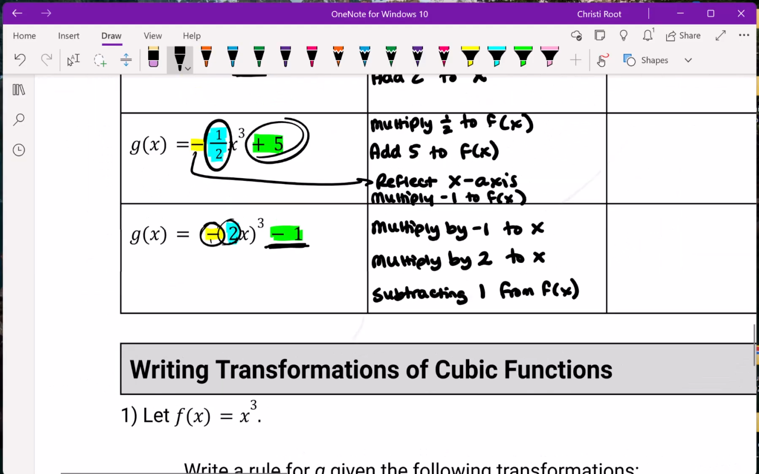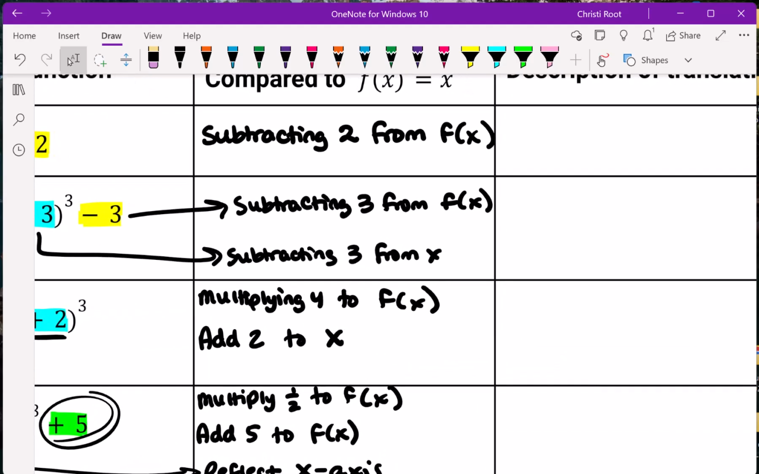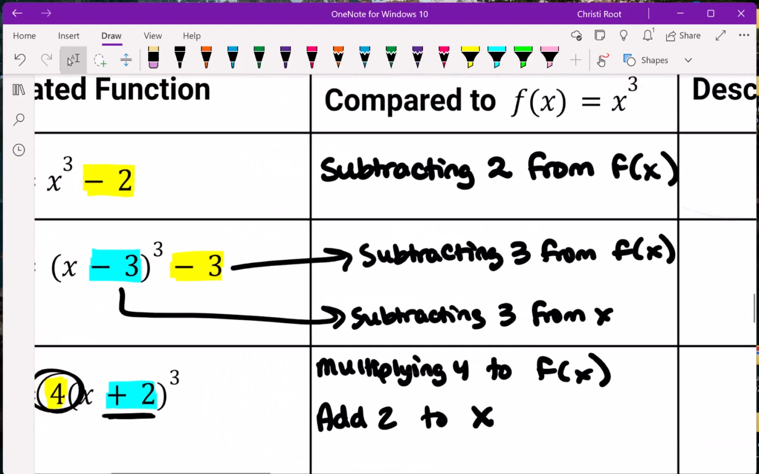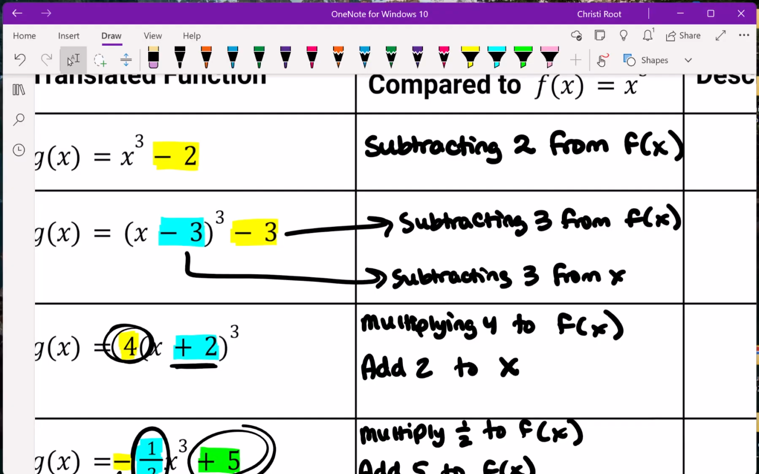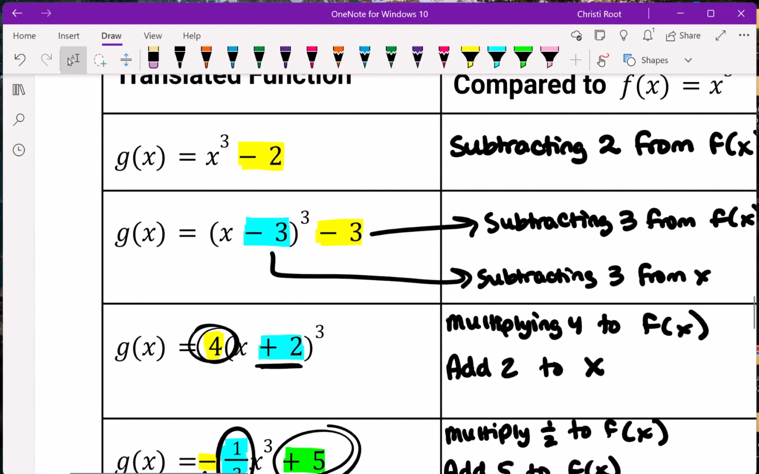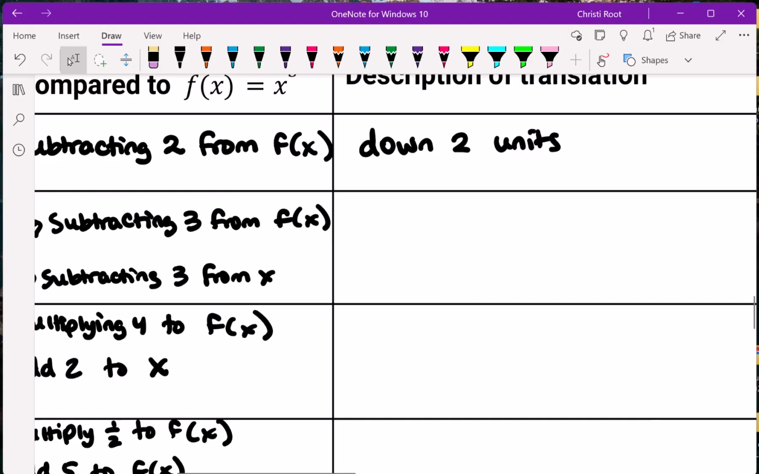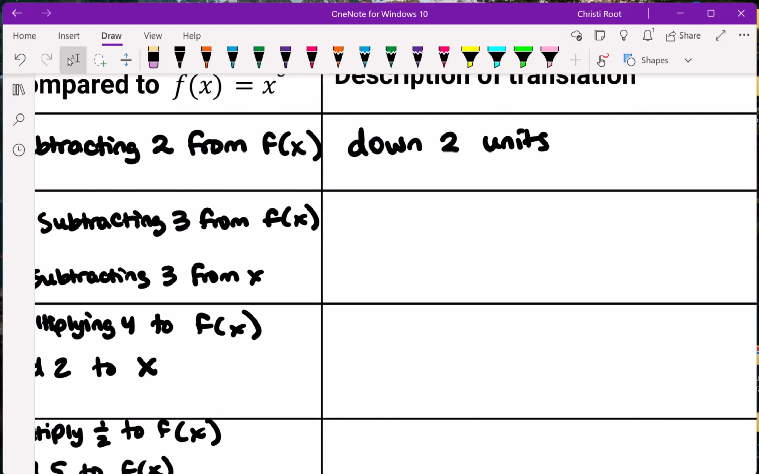So what this is going to do is change how our graph moves, okay? So if I go all the way back to the top and I subtract 2 from f of x, that's going to make that go down 2 units. So what we're doing is we're looking at what has changed. We're highlighting the changes. We're writing down whether those changes are to the x or the function. And then we're actually describing what the changes are.